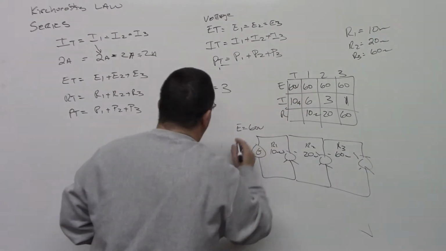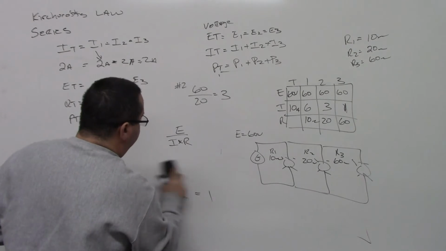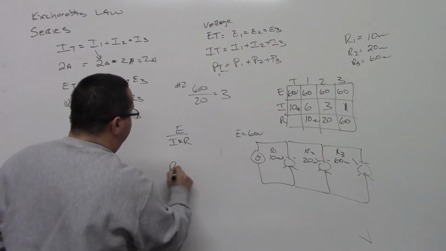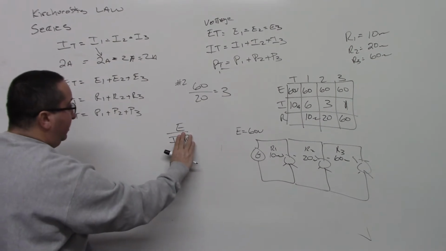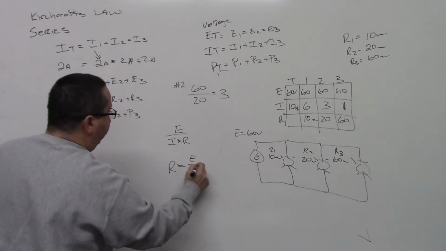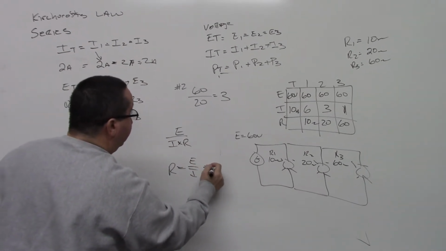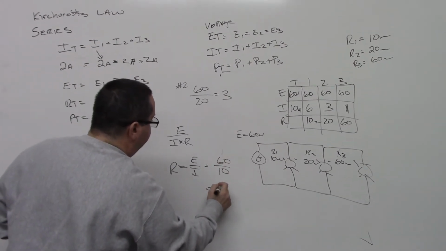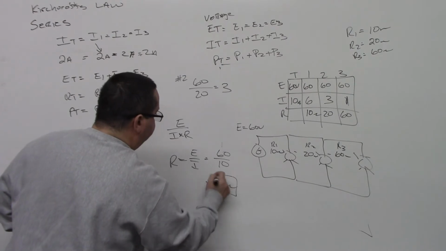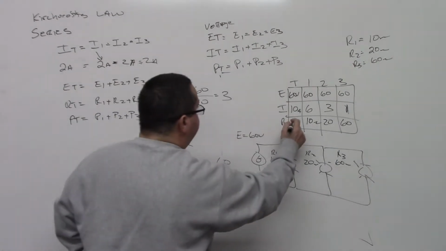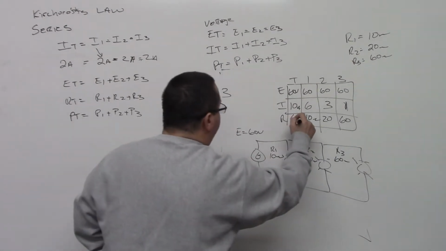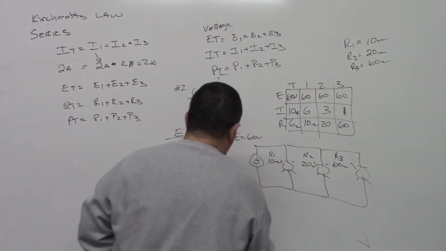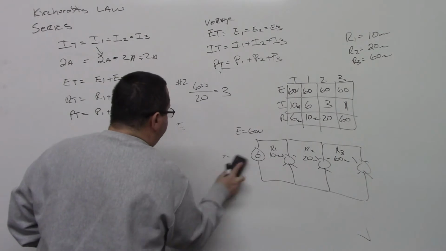Now if we do Ohm's law again, we want to find R, so we cover it. R equals E divided by I, which equals 60 divided by 10, which equals 6 ohms. So the answer is 6 ohms here. And it'll always be 6 ohms based on these fixed resistors. And I just want to prove it to you.